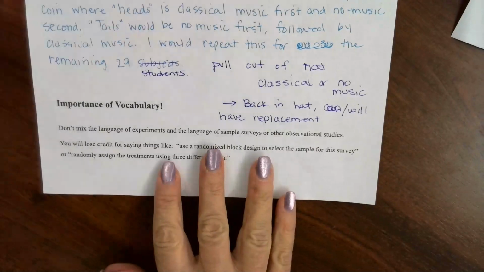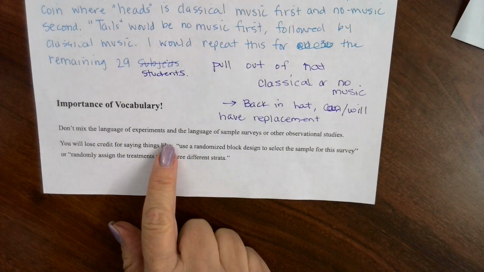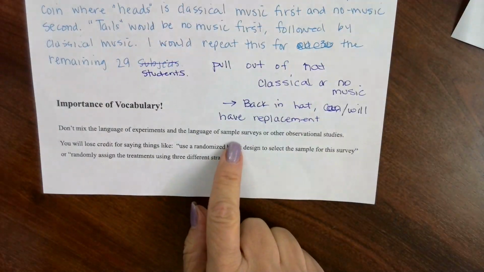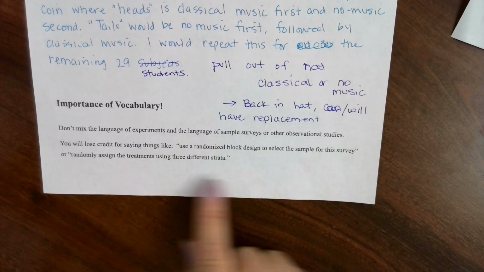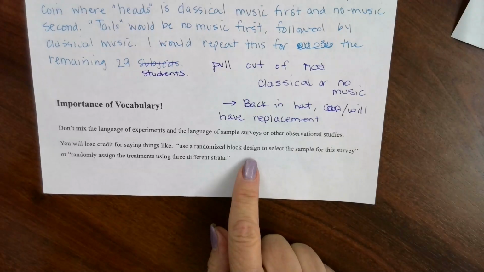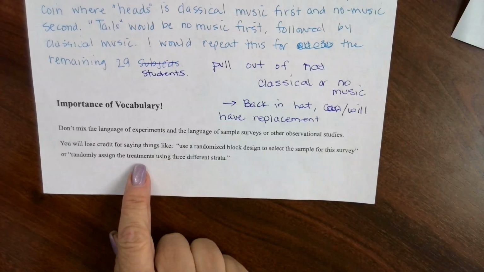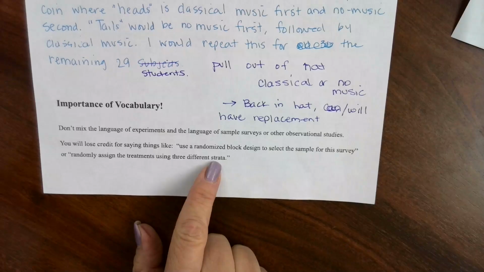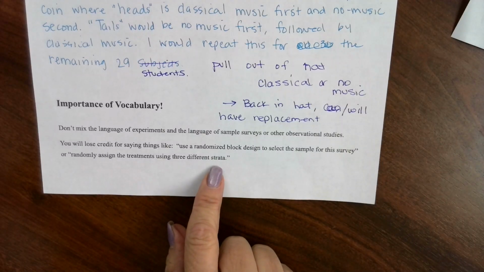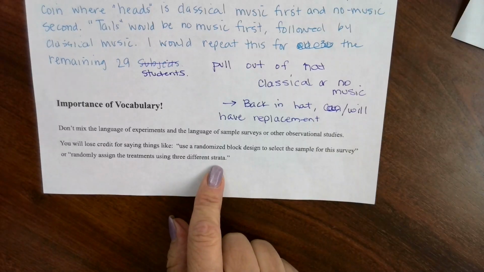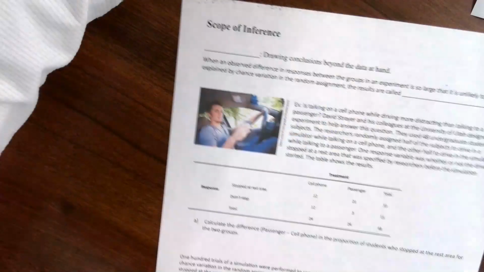All right, so vocabulary. What's important here is that you don't mix the language of experiments, which is what we're doing right here, with the language of sample surveys or observational studies. So you would lose credit by saying use a randomized block design to select the sample for this survey, or randomly assign the treatments using 3 different strata. So strata is something that goes to survey and not an experiment. So make sure, we're going to do more in class with vocabulary. Super important.